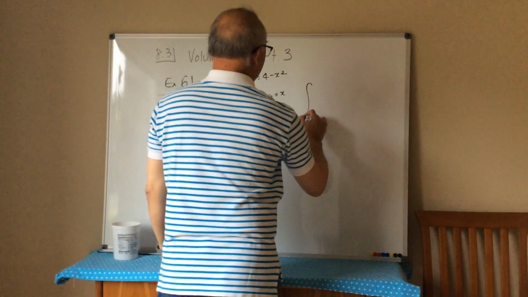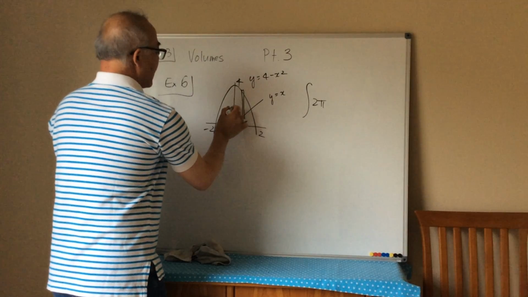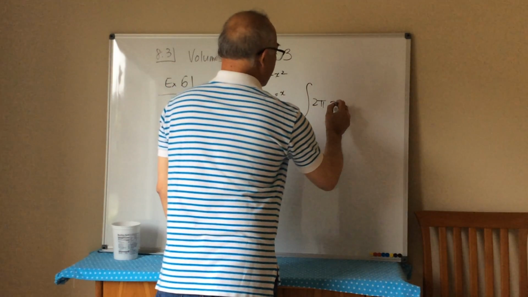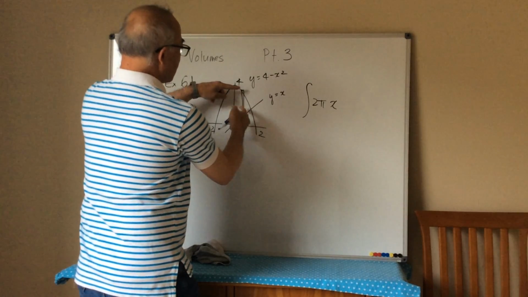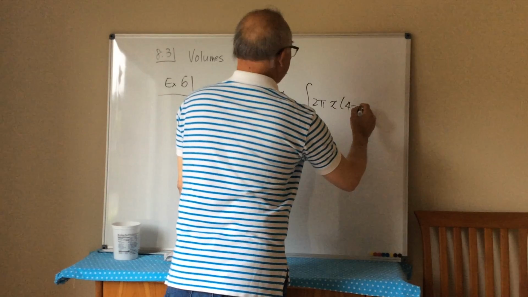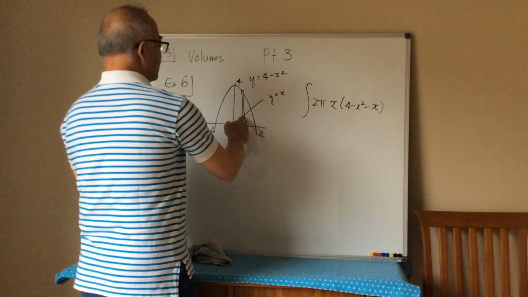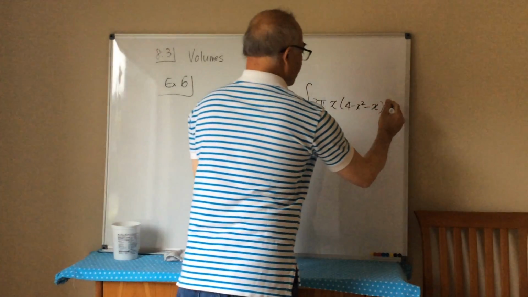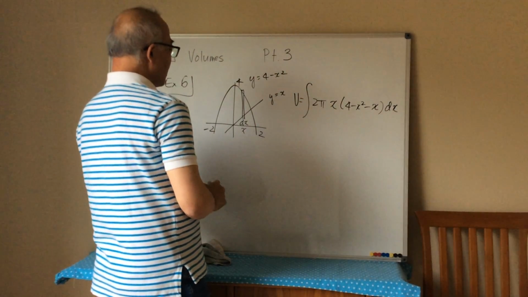So we're going to go 2 pi times the radius. What is the radius here? It's actually x, because this is x. So it's nothing more than x. And the height is going to be from here minus this. So it's going to be 4 minus x squared minus x, because this guy is x and this guy is 4 minus x squared. So you take this and subtract the x, and dx.